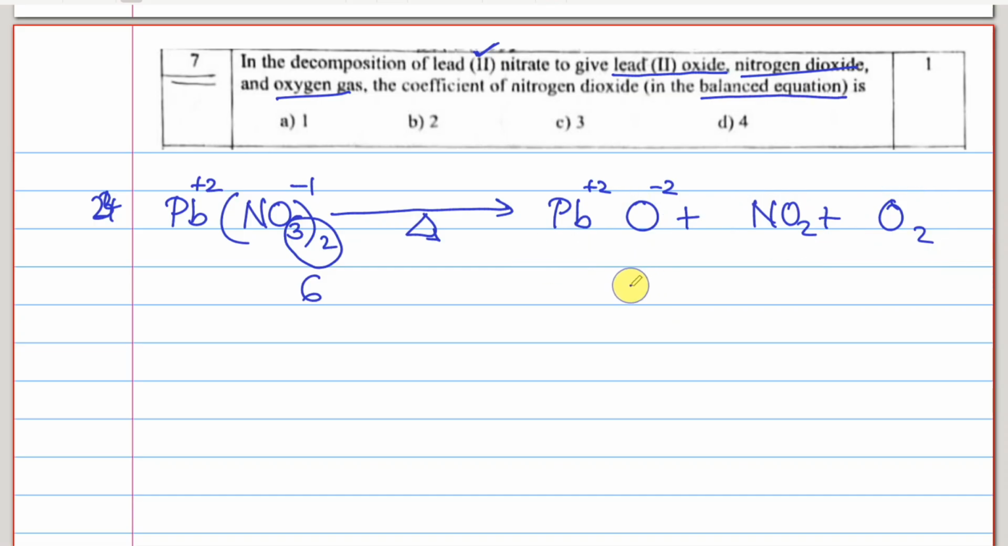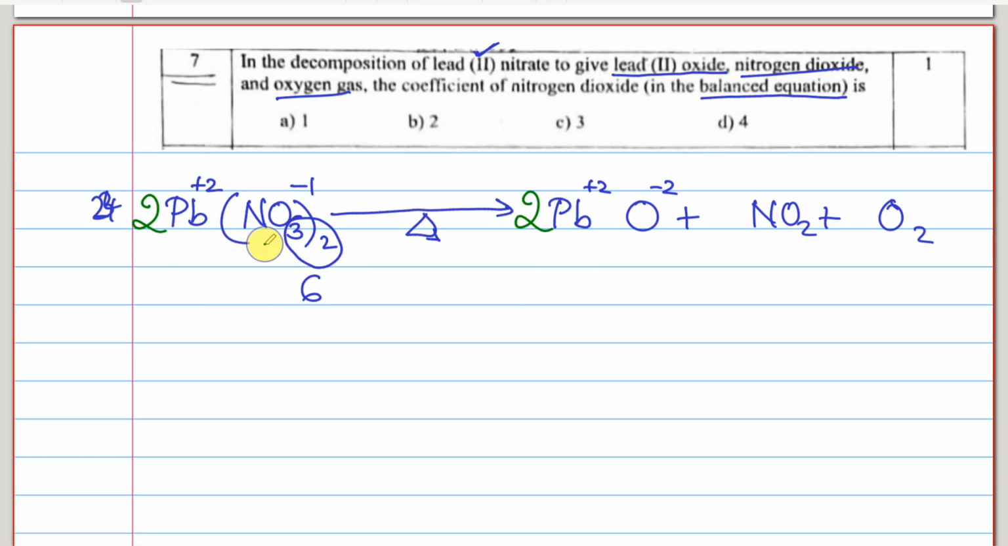So we will have to make it into an even number. To make the first product even, we'll have to add an even coefficient. So we added 2 to PbO. So the balancing coefficient of PbO will be 2. Now because Pb became 2, we'll have to add the coefficient of 2 on the reactant side as well.